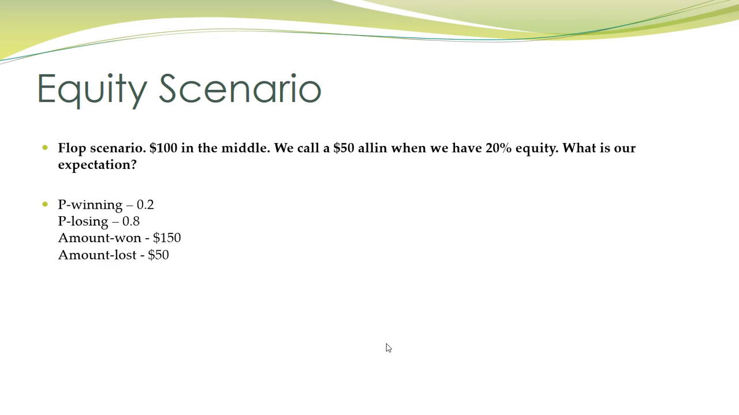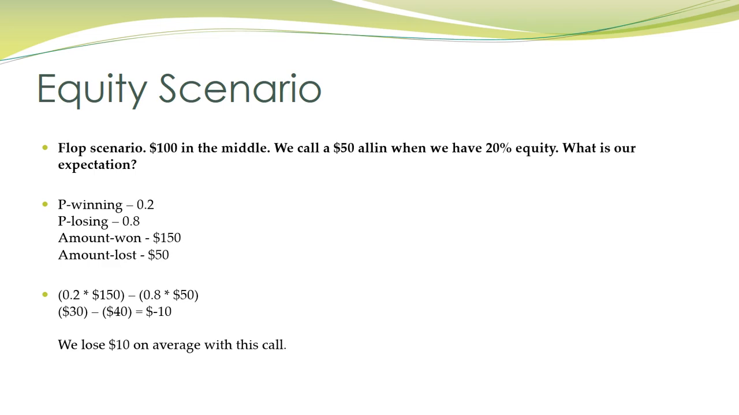Okay, we've defined our 4 terms. The next step is simply to input them into the EV formula. So we get 0.2 times by 150 minus 0.8 times by $50 equals our expectation. As usual, let's start by multiplying out the brackets. So 0.2 times by 150 gives us the result $30. 0.8 times by $50 gives us the result $40. $30 minus $40 equals minus $10. So on average, we lose $10 every single time we make this losing call.